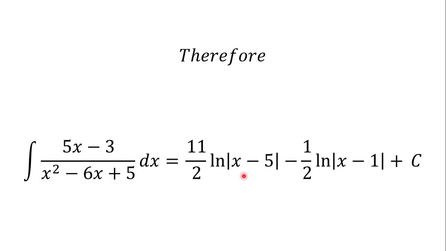When you reach here, you can choose to write this one as a single fraction by finding the LCM. If you find the LCM, it will be 11 natural log of absolute value of x minus 5 minus natural log of absolute value of x minus 1, all over 2, plus c. So you can do it that way or in this way.